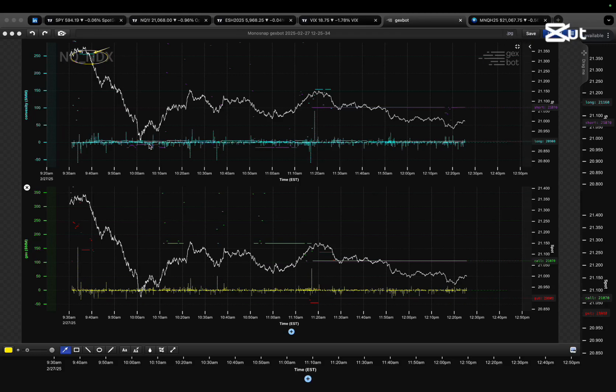Hey guys, today is 27th of Feb 2025, and I want to show you one of the cleanest trades I ever did with Gamma. It was so clean that I really want to show you guys how to use Gamma. I thought, oh, this is a good example of how you can use Gamma in your trading.